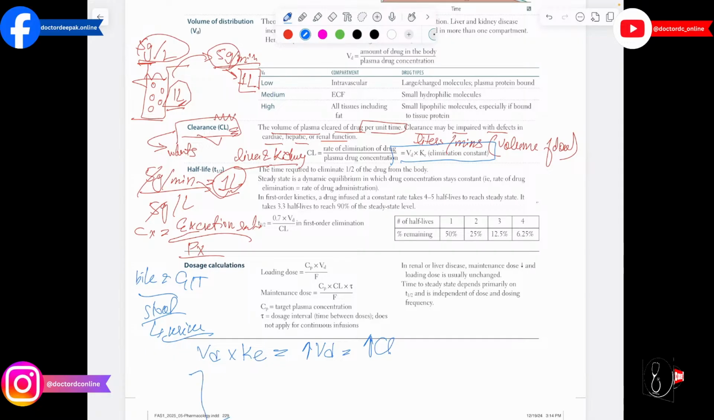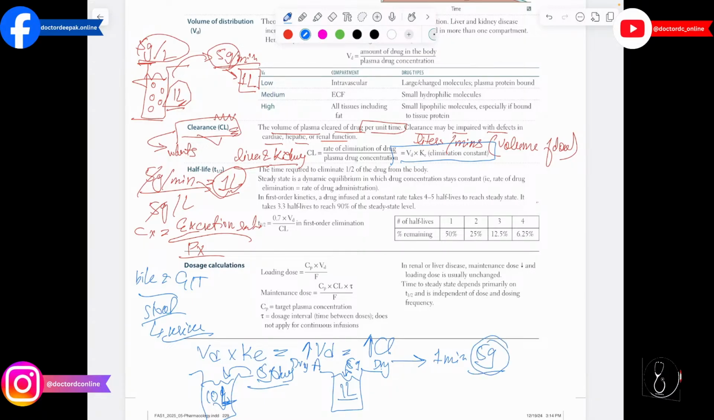Suppose we have a tube with 10 liters of fluid, and in the 10 liters we have 5 grams of drug. It's some drug A. And I have one more tube with 1 liter of volume, and drug B having 5 grams inside. After 1 minute, both tubes cleared 5 grams. But after that, we will find the clearance of both tubes, so let's see what happens.